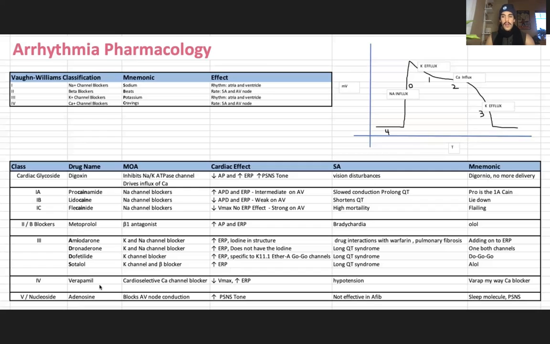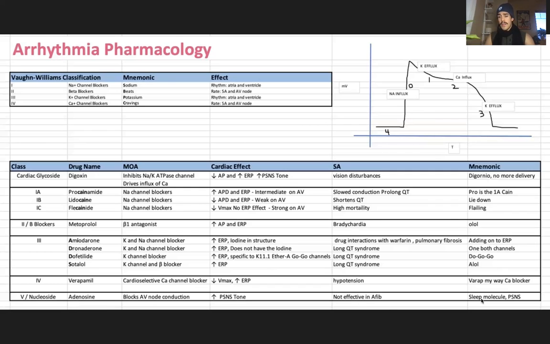So class 4, we got verapamil, like verap my way to a calcium blockage. What this does is it's cardioselective. So verapamil is cardioselective. It's going to actually just target the heart here, and it's a calcium channel blocker. So what this will do is it'll decrease that threshold. We won't have as much contraction. So we can use that to modulate the rate if we need to for a patient with arrhythmia. And then the last one is just a class 5 nucleoside, adenosine.